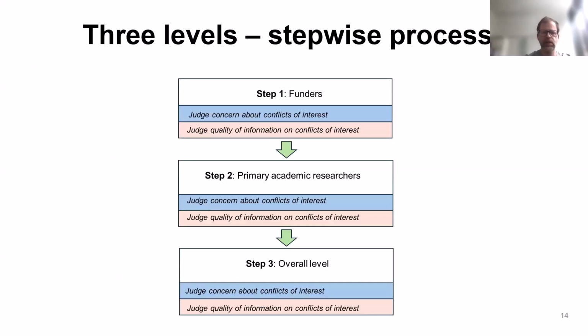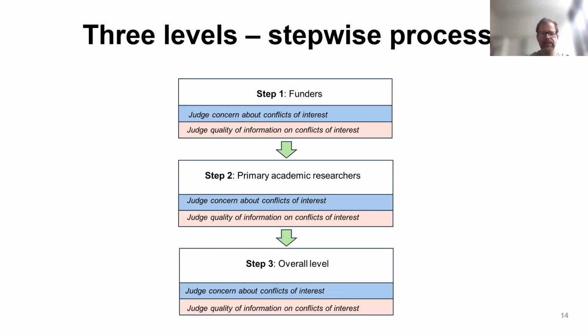TACIT is structured around 3 steps. Firstly, you will go and look at the trial funders, and you will then judge whether there's concern about conflicts of interest and judge the quality of information that your judgment of concern was based on.